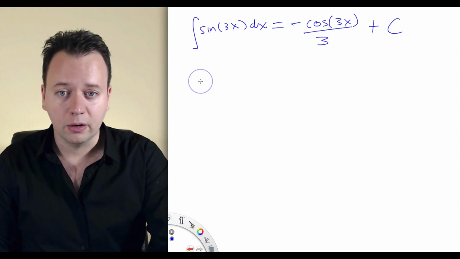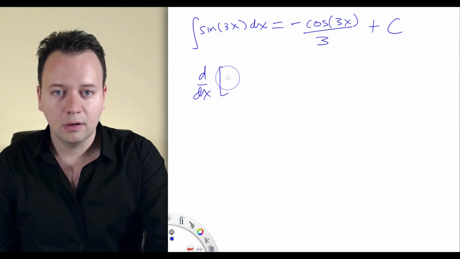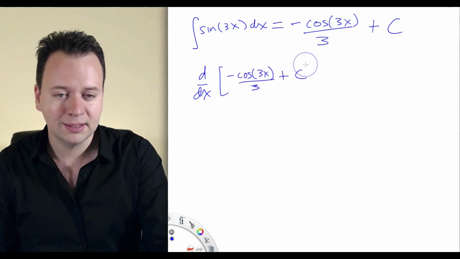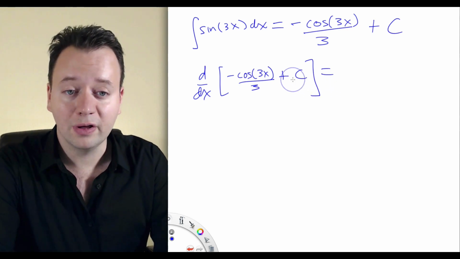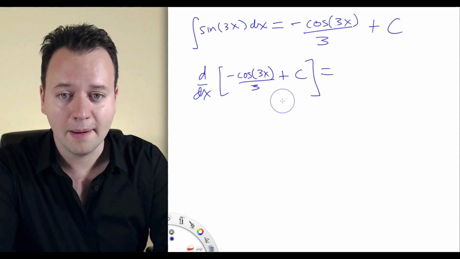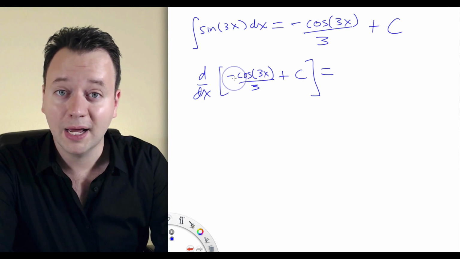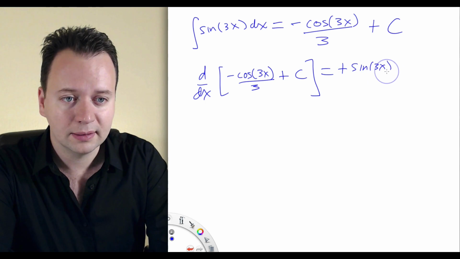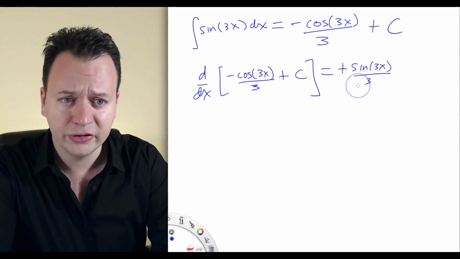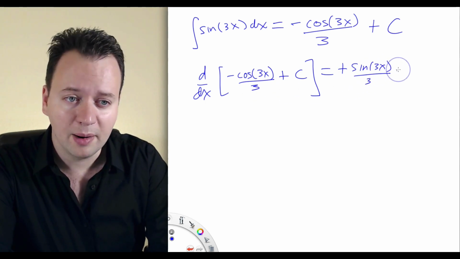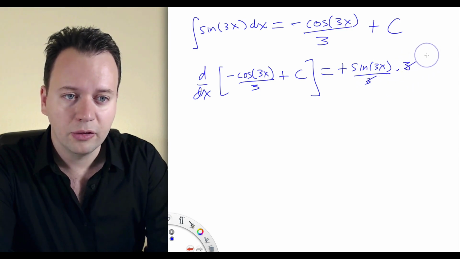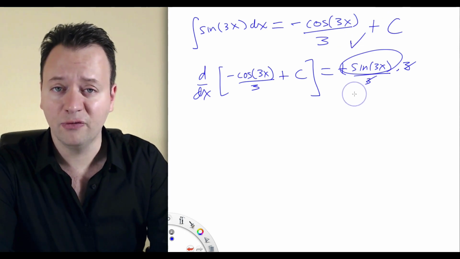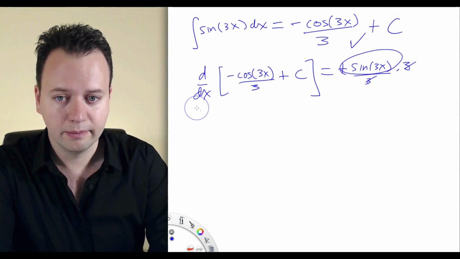Now let's check our work. Well, what's the derivative of minus cosine of 3x divided by 3 plus some constant like this? Well, the derivative of the constant is 0, so I'm not worried about that. Okay, the derivative of cosine is minus sine, so we get minus negative sine of 3x. And 1 over 3 stays along. Then we multiply by the derivative of the inside, which is 3. The 3's cancel out, and we're just left with sine of 3x. So this is, in fact, the correct antiderivative.